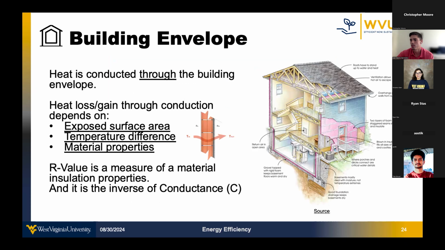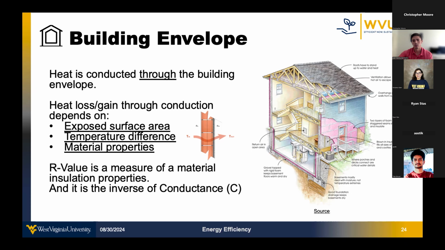The next system to be discussed here is the building envelope. The building envelope is also referred to as the shell or the skin of a building, but this accounts for external walls, roof, foundation, windows, doors, and any other openings. And it does play a crucial role in energy efficiency, particularly in terms of heat transfer.